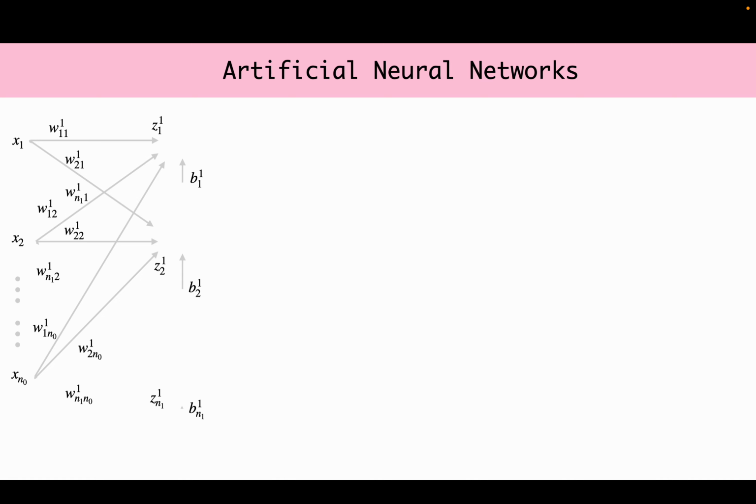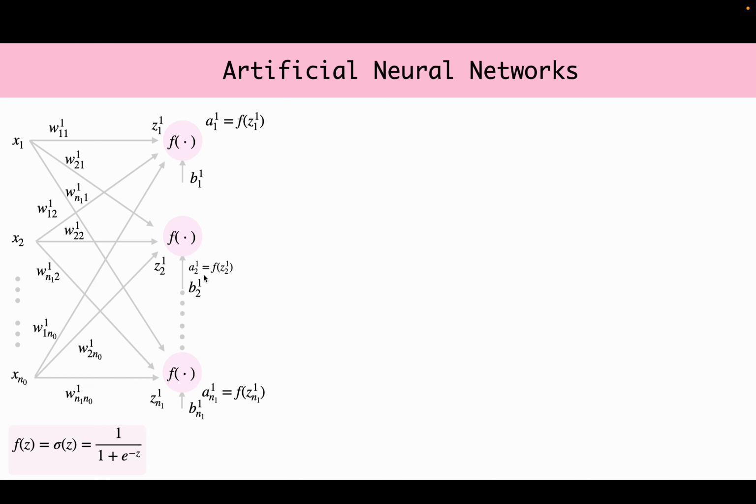In this way we compute the pre-activations z1, z2 and so on, zn1 for the first layer, and this passes through an activation function. Here we have listed sigmoid as an activation function, but there are other activation functions. One of the prominent ones is the ReLU activation function. We can use various nonlinear activation functions to learn the nonlinear relation between input and output. Once we get the post activations A1, A2 and so on, An1, these post activations act like an input to the next layer.